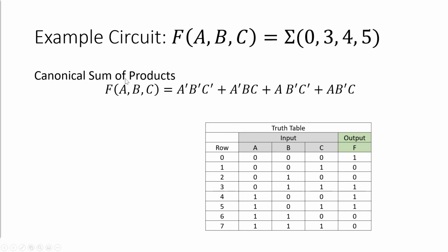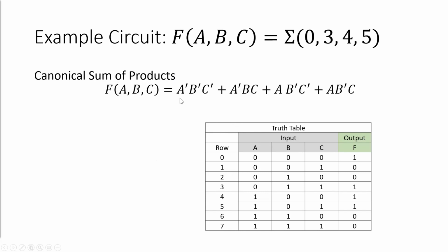So the canonical sum of products form is a non-minimized form. It's where we then OR together. So the summation is the ORing. So this plus symbol is the logical ORing of the product terms, where the product terms are the min terms.